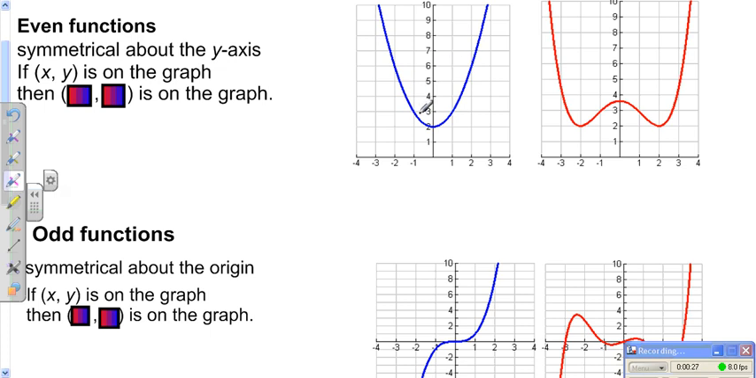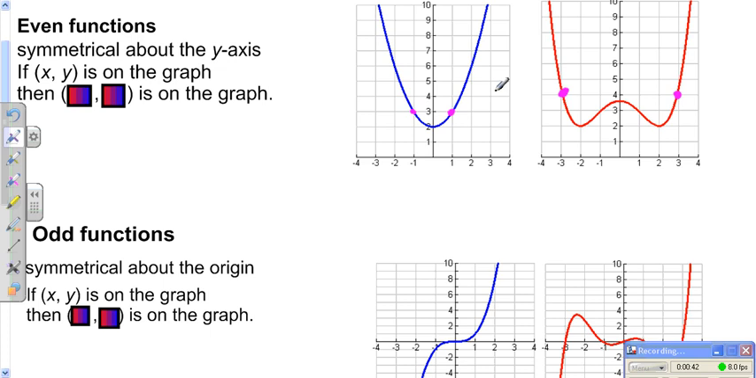So here, if you're 1 unit to the left of the y-axis, you've got to have a matching point over here, 1 unit to the right. Or similarly over here. Here you're 3 units to the left, here you've got to have its corresponding point over there, 3 units to the right.